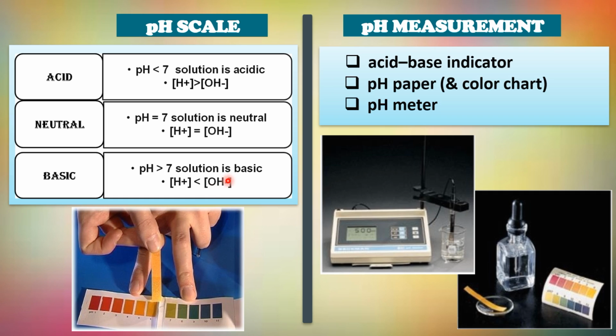There are various methods to measure the pH of a solution. The first method is an acid-base indicator. For example, you can use methyl red, methyl orange, alizarin yellow, phenolphthalein, universal indicator, and many other indicators. The second method is using pH paper and a color chart. Next is the pH meter.